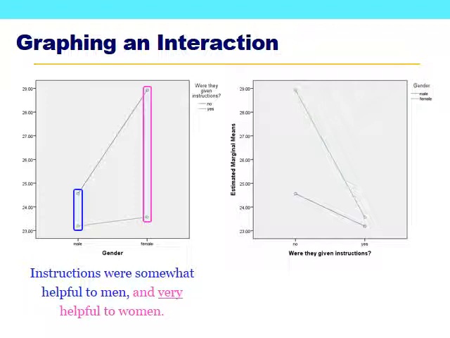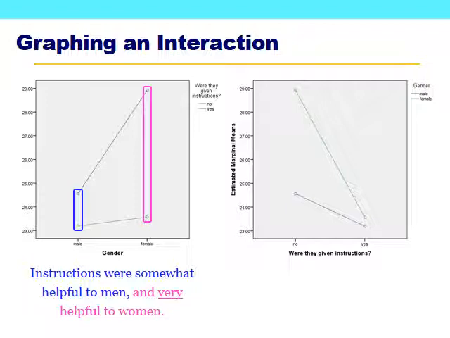In other words, women who had instructions assembled the cart about 5.5 minutes faster, showing that women benefited from having instructions much more than men did. That's where that interaction is coming from. The effect of having instructions depended on whether one was a man or a woman.